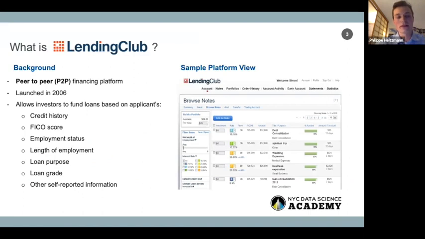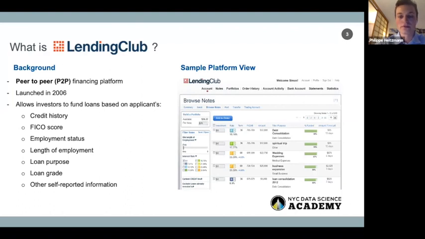So a little bit of background on the LendingClub platform. LendingClub is a peer-to-peer financing platform that launched in 2006. Essentially anybody, you and I, can sign up on the LendingClub platform if we're looking for a loan. And anybody can also sign up on the platform if they just want to invest in loans, browsing loans that are available that are posted by other users to see what might be interesting to invest in.